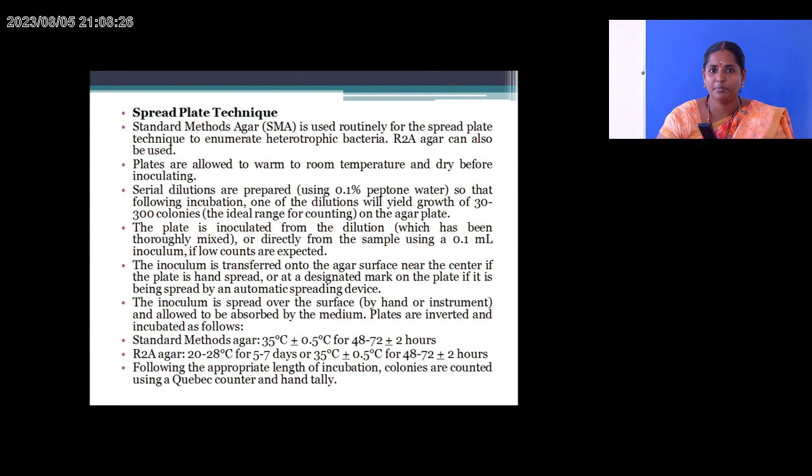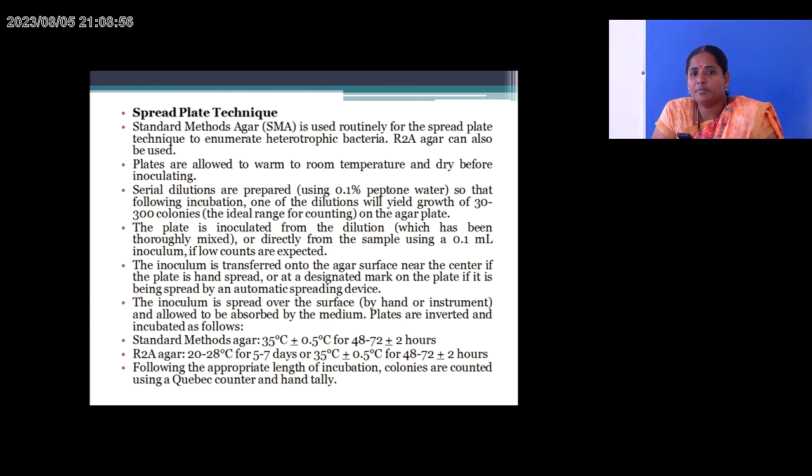Then the spread plate method. For the spread plate method, SMA agar, standard methods agar, is used routinely to enumerate heterotrophic bacteria. R2A agar can also be used. The plates are allowed to warm to room temperature and dry before inoculating. Thirty to 300 colonies are observed in this plate technique for all dilutions.